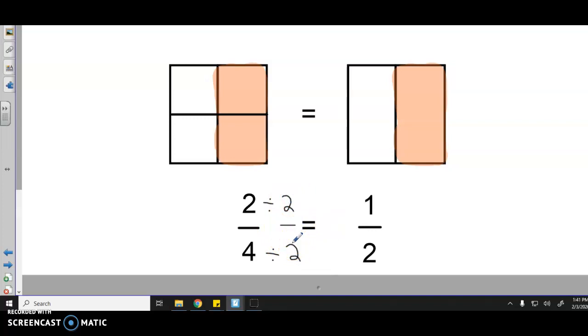Again, the reason for that is because if we divide the top and the bottom by the same number, that means we're dividing by 2/2. Well, 2/2 is equal to 1. If we divide by 1, we're going to get the same value.